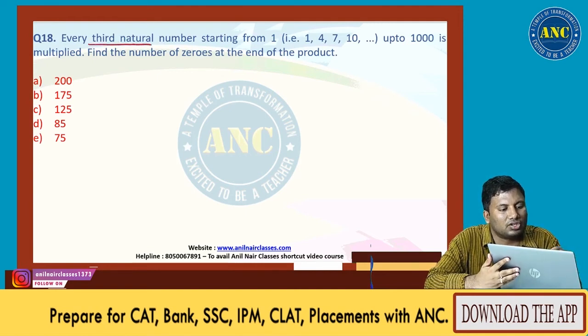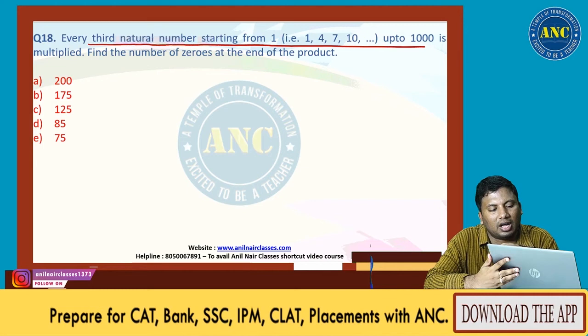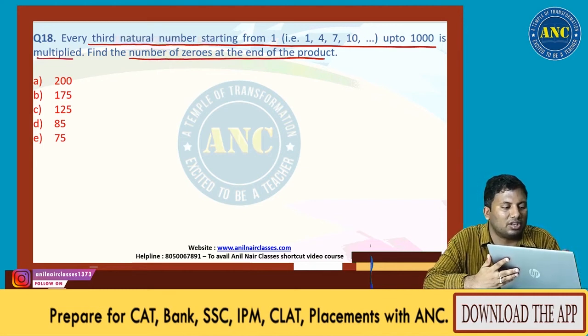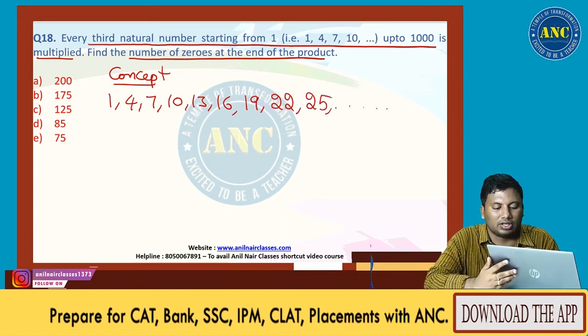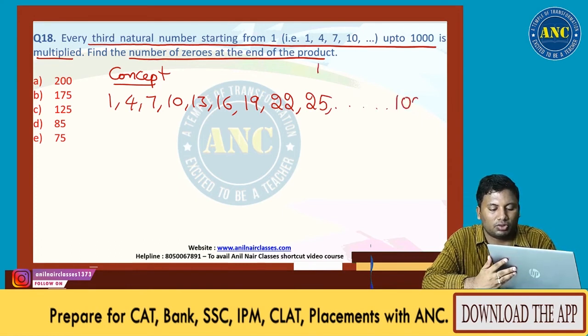Every third natural number starting from 1 up to 1000 is multiplied. Find the number of zeros. I will just give you the concept. What are the numbers? 1, 4, 7, 10, 13, 16, 19, 22, 25 and so on, up to 1 plus 3k, so it is up to 1000.